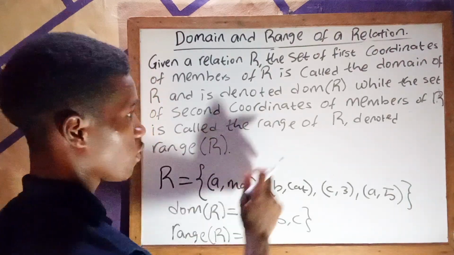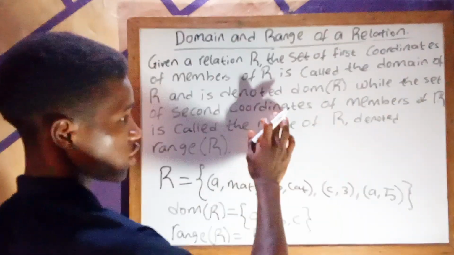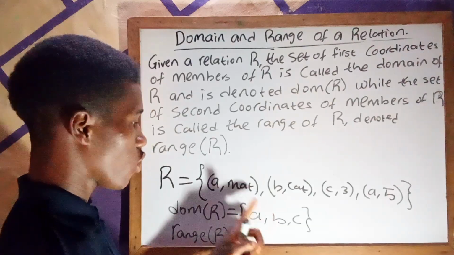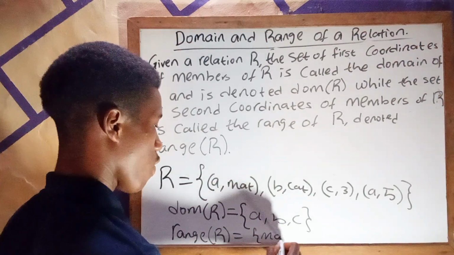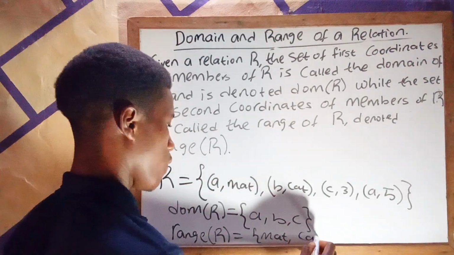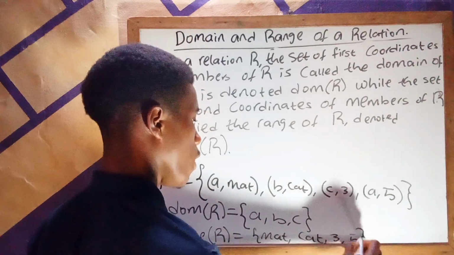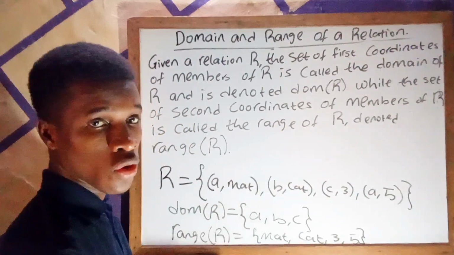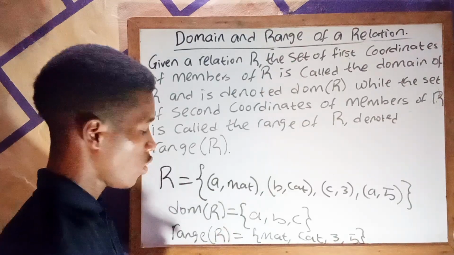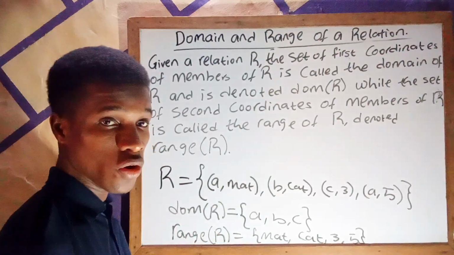The range is the what? The set of second coordinates of the members of R. So the second coordinate in this case is what? So this is the range of the relation, while this is the domain of the relation.